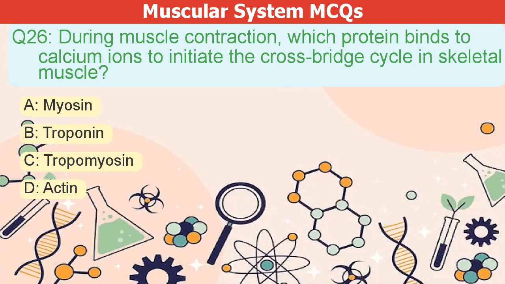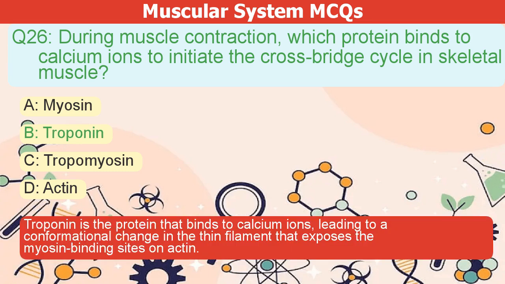During muscle contraction, which protein binds to calcium ions to initiate the cross-bridge cycle in skeletal muscle? A. Myosin. B. Troponin. C. Tropomyosin. D. Actin. The correct answer is B. Troponin is the protein that binds to calcium ions, leading to a conformational change in the thin filament that exposes the myosin binding sites on actin.